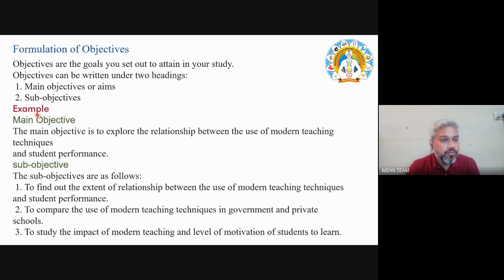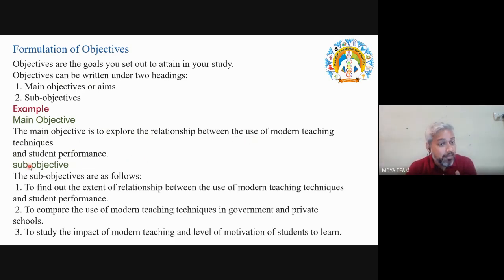So an example of a main objective: the main objective is to explore the relationship between the use of modern teaching techniques and student performance. Modern teaching techniques and student performance are the variables. So what are you doing? You are exploring. Your main objective is exploring, right? So it may be an exploratory research, and you are trying to give a relationship between these, right?